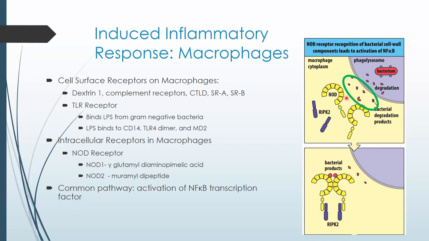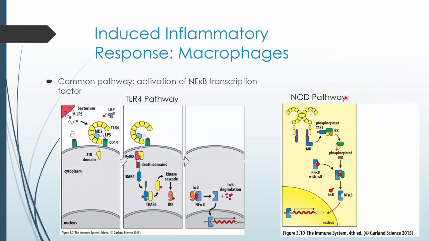Both the TLR receptor and the NOD receptor essentially work together through their individual signaling cascades to activate NF-kappa B. NF-kappa B is the primary inflammatory transcription factor that you should know. The pathway by which both of these receptors get to that point, not so important. The fact that they use NF-kappa B is important because it's going to induce inflammation. And so both the TLR4 and the NOD receptor are going to induce NF-kappa B.